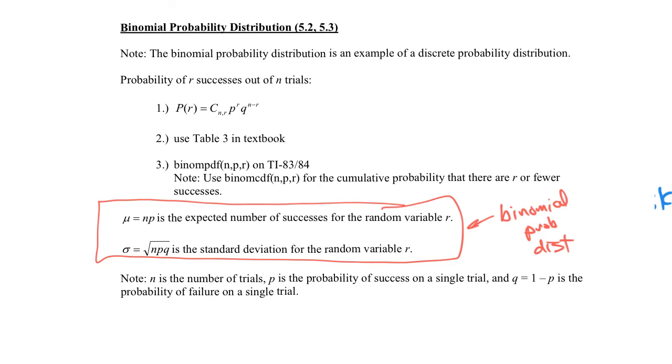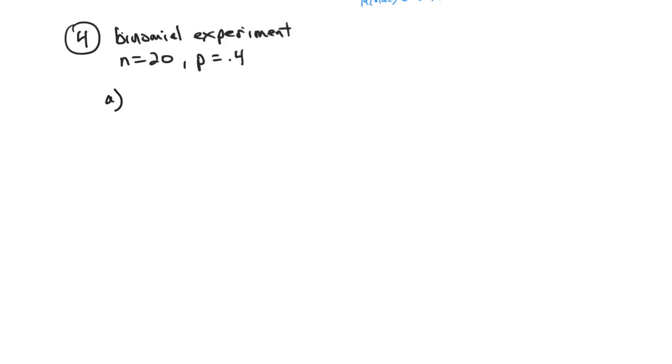So let's go ahead and try a few of the homework problems from section 5.3. So let's try section 5.3, homework problem number 4. And it says, consider a binomial experiment with n equals 20 trials. So you got 20 trials, probability of success 0.4. And part A says find the expected value and the standard deviation of the distribution. Okay, these are super easy to do because this is a binomial distribution.